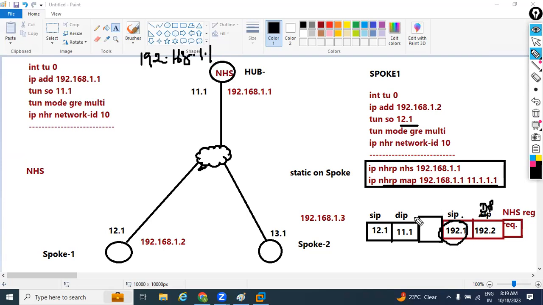192.168.1.1. Okay. And who's the destination? Who's the source IP from there? 12.1. This is the only mapping I was doing yesterday. You remember? IP NHRP map, how to reach, sorry, this is 2. How to reach this? Via 12.1. So this entry would be there today, dynamically. Okay, so it has a timer. That timer we will check.